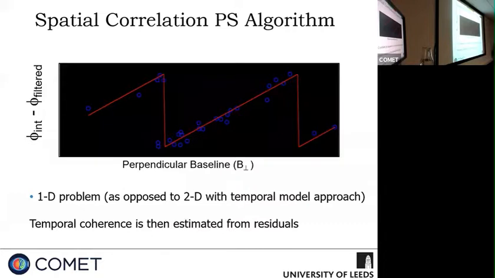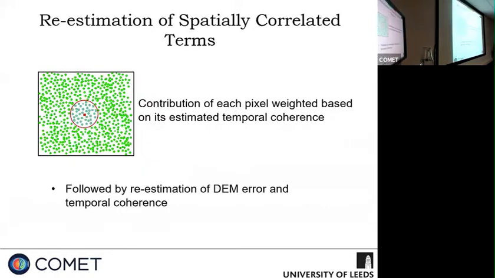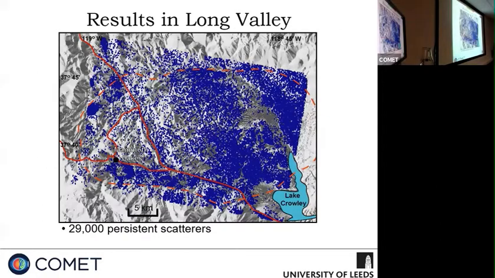So like I said, temporal coherence is then estimated from the residuals. And then the way StaMPS works is it iterates that, because you can then filter by weighting based on your noise components. So that's iterated several times to get the most reliable estimate of your spatially correlated phase.